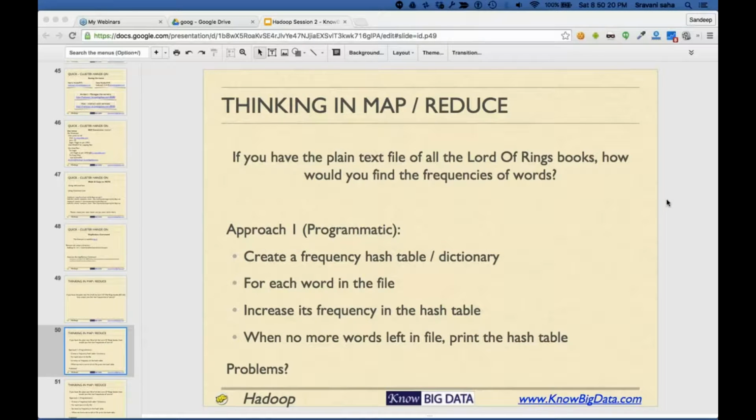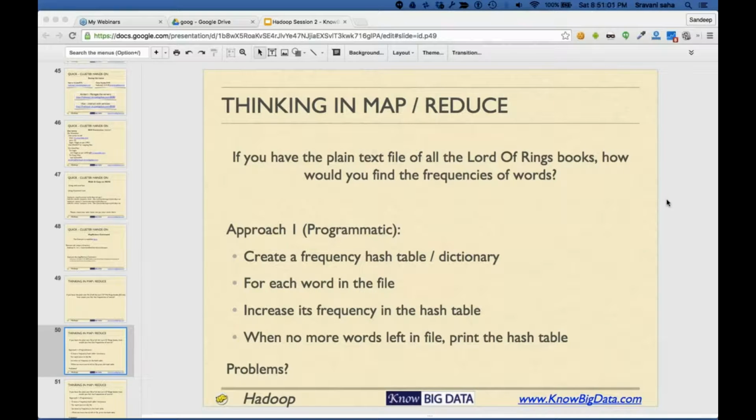Then for each word in the file, check if the word exists in the dictionary. If it does not exist, then the default value is 1. In case it exists, we increase the value and save it back. We keep on doing it till all words in the file are finished. And when there are no more words left in the file, we print what is there in the hash table. That's it. The hash table is a collection of words, and we print it out, showing which word has occurred how many times.